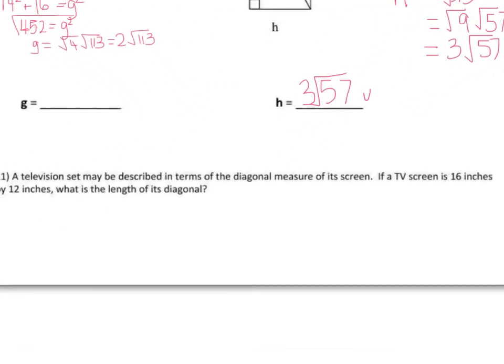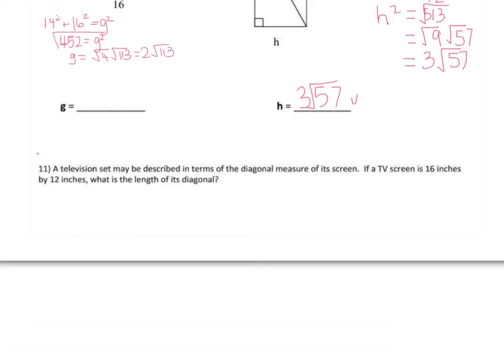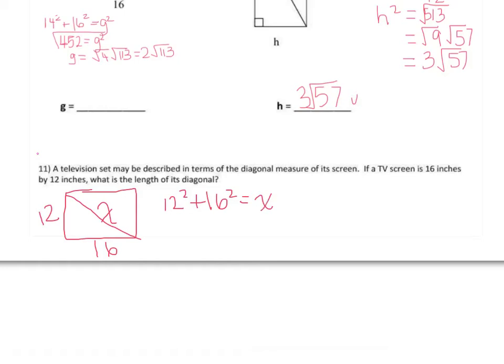All right, so number 11 is basically a word problem related to the Pythagorean theorem. So you have your television screen, and you are looking for the diagonal length. So this is 12, and this is 16, and you're looking for this value x. So you're going to say 12 squared plus 16 squared equals x squared. 12 squared plus 16 squared is 400. Take the square root of both sides, and x equals 20. And that's going to be 20 inches.